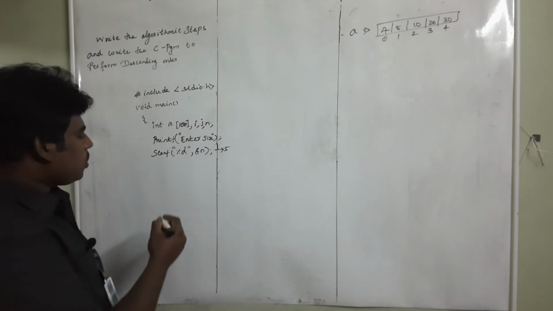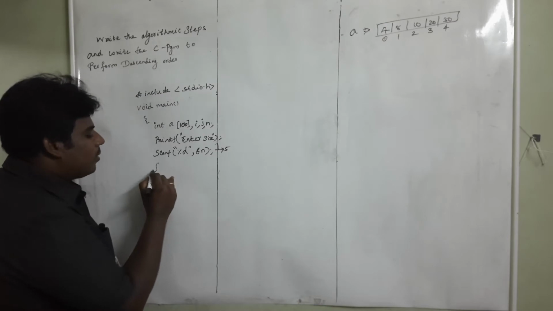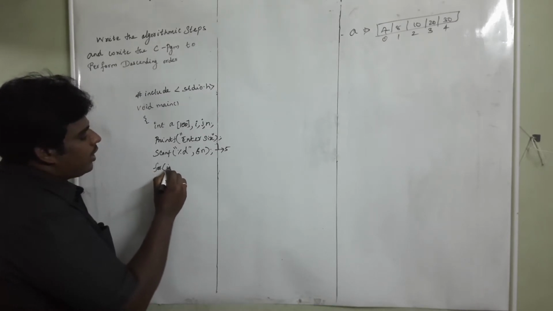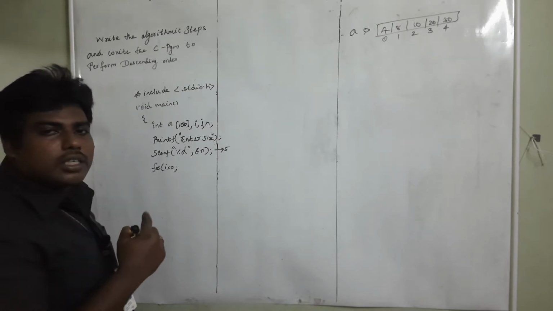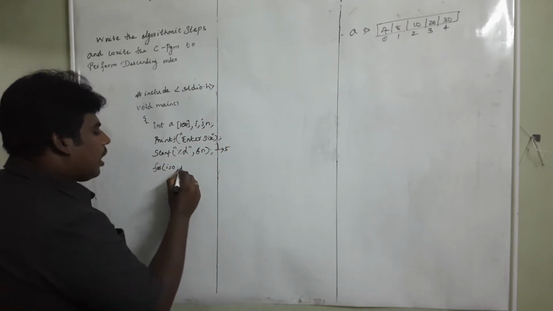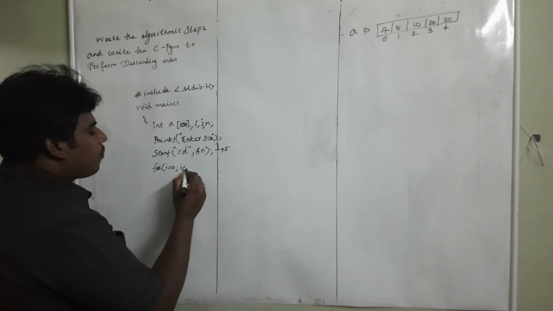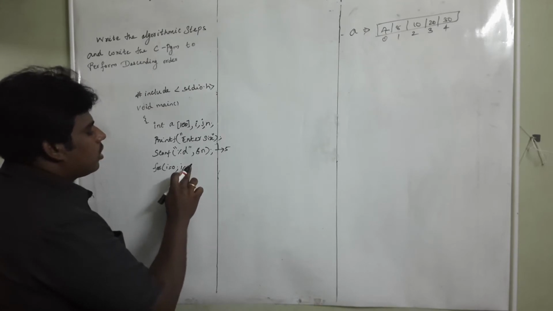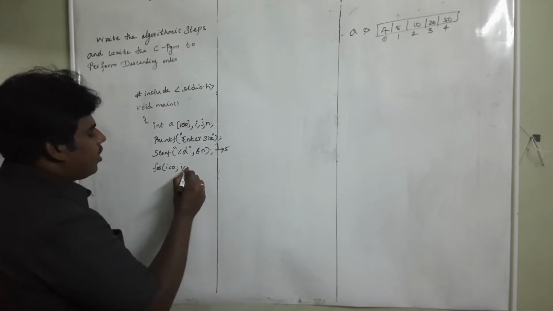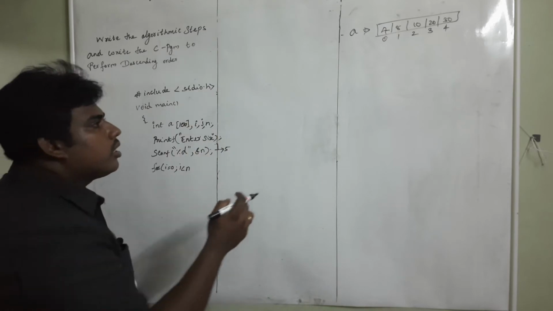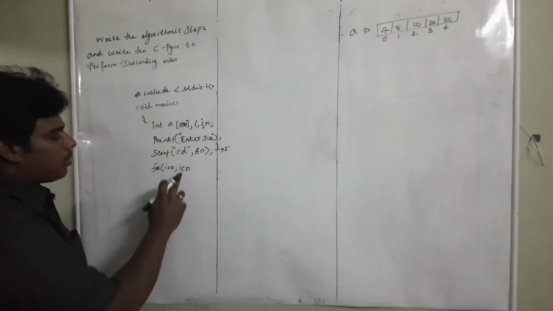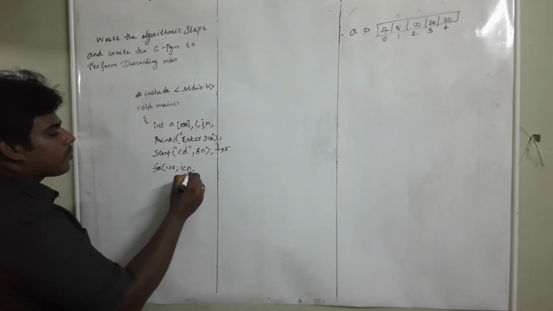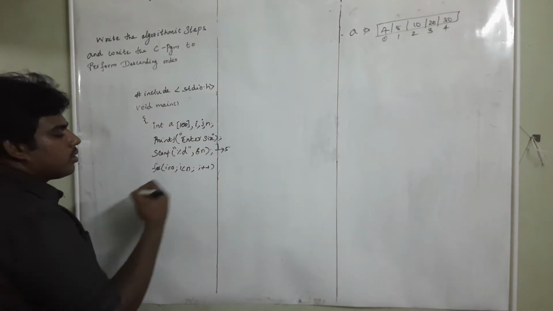So I am going to use the loop here, for i equal to 0. Why am I using 0? The starting index is 0. i less than n value. Till 4 I want to execute, right? 0, 1, 2, 3, 4. Totally how many elements? 5 elements. So i less than 5, i plus plus.